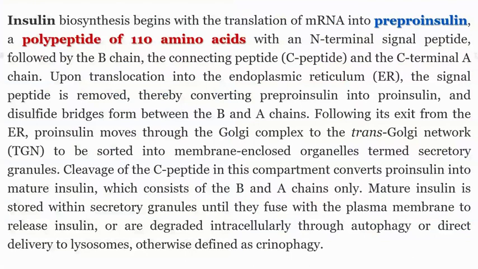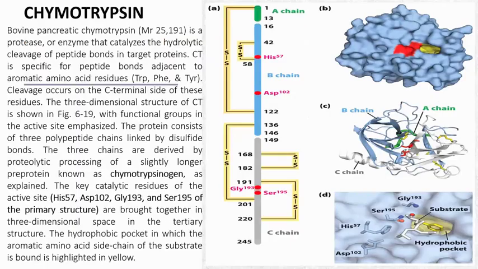What I have just explained is what is written here. Insulin biosynthesis begins with a messenger RNA to form preproinsulin, having a total of 110 amino acids. Then there will be a removal of the signal sequence. After that, there will be the formation of disulfide linkages, and after that, there will be a removal of the C chain, and what you're left with is the B and the A chain only.